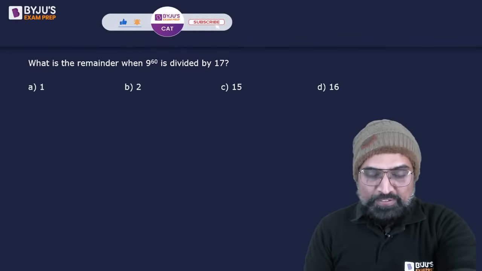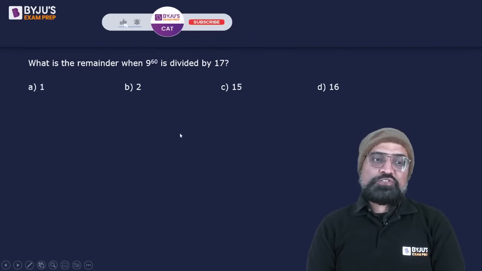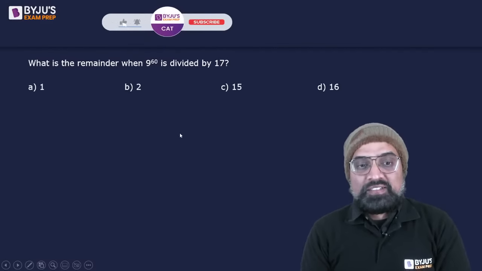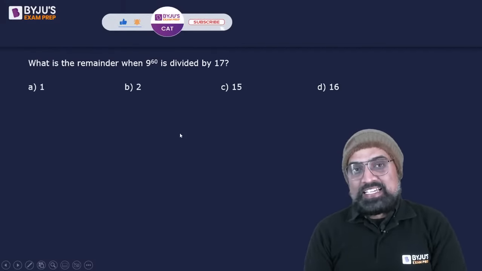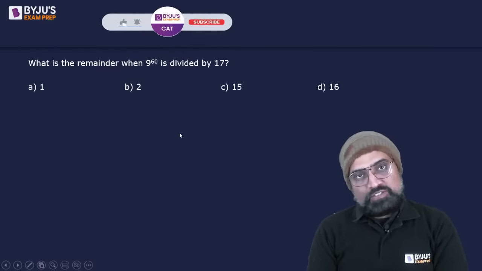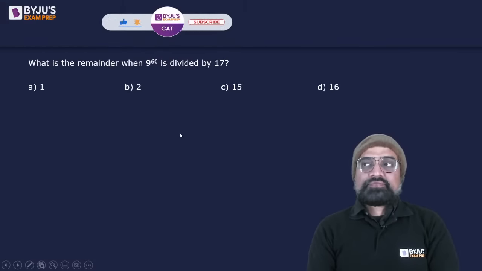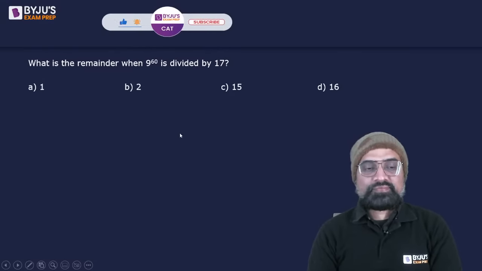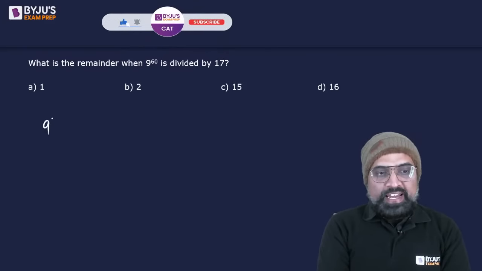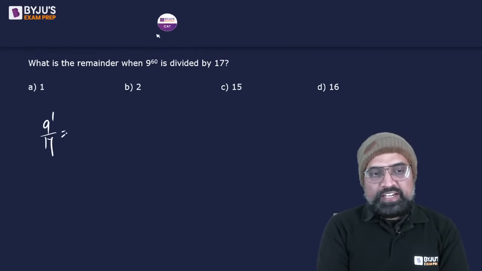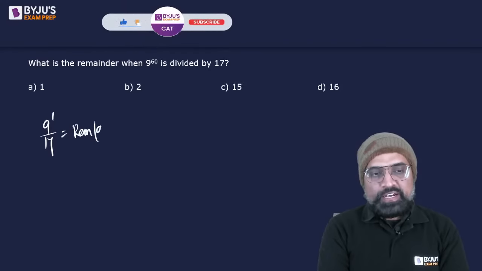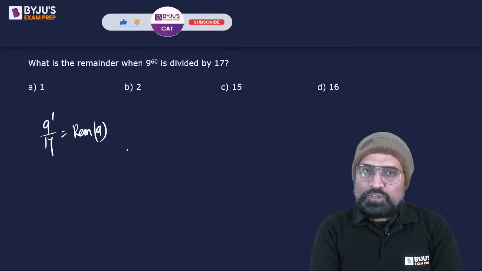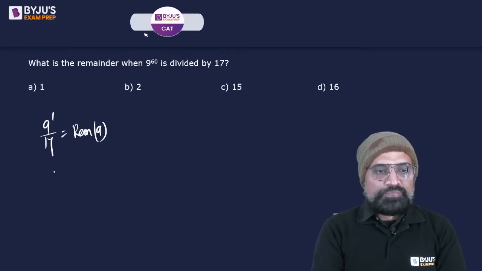Alpha, delta. So there is confusion between 1 and -1. Okay. -1 will give you 16 as the answer. 1 is going to give you 1 as the answer, of course. So 9 to the power 1 when divided by 17 will give you a remainder of 9, or we can write -8. Either will do just fine. Okay.